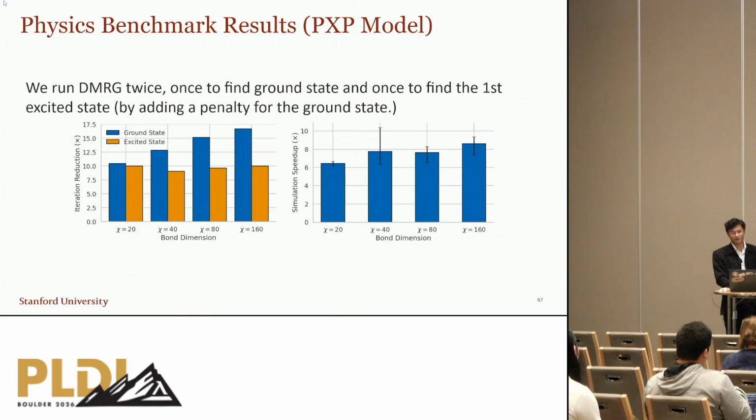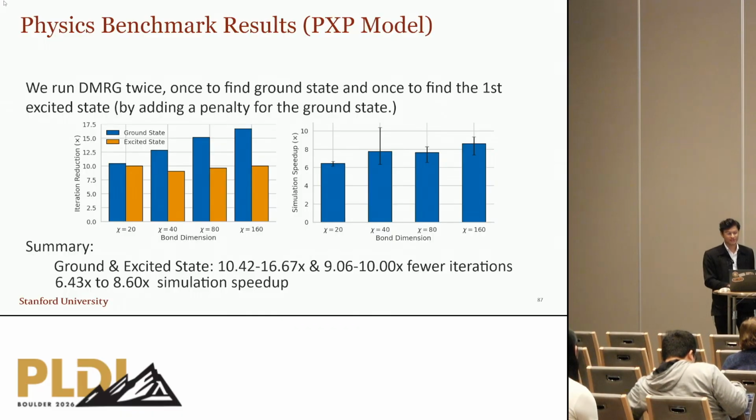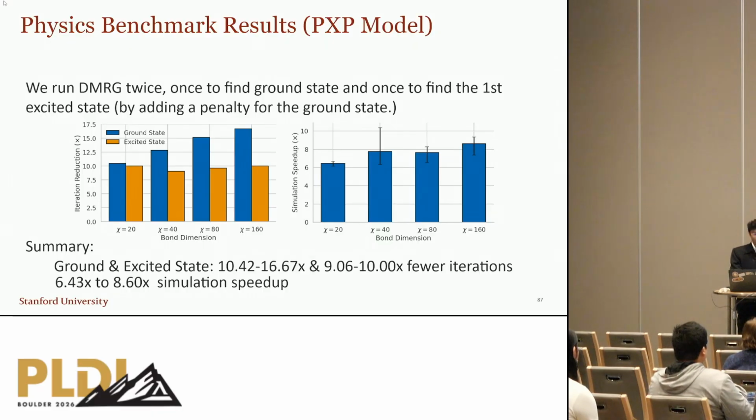Next, we evaluated a separate physics model. In this model, the task of interest for domain experts was to find the ground state of the system, and then the first excited state, and measure what the energy gap between these transitions is. I'll report the number of iterations for this ground state and excited state search on the left, and the result corresponding to speedup on the right cumulatively. Again, you'll see improving lines or improving bars as you increase bond dimension or solution quality. Overall, the number of iterations goes down from 10.4x to 16.7x for ground state search. For the excited state search, that goes from around 9.1x to 10x. In terms of simulation speedup, we find an overall speedup of around 6.4x to 8.6x.